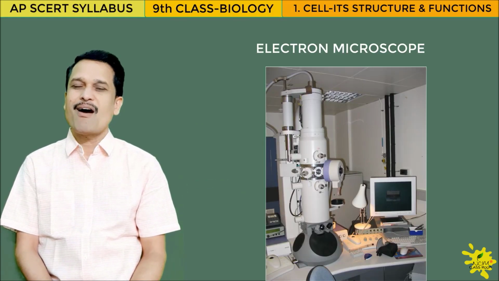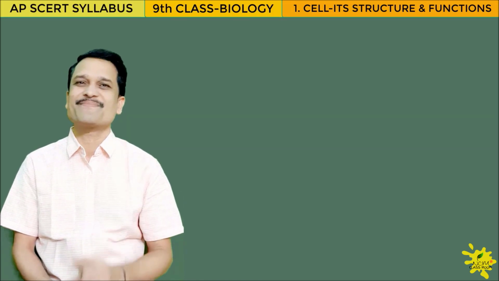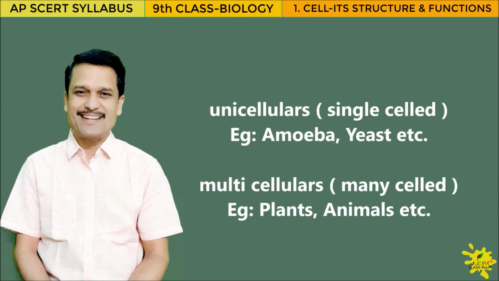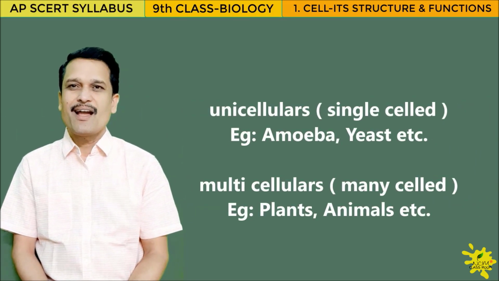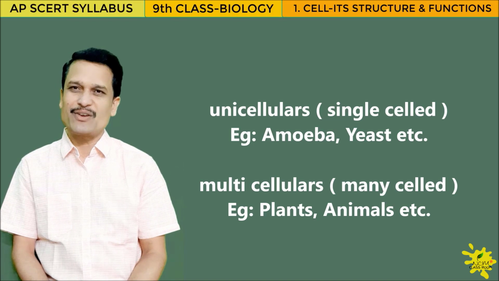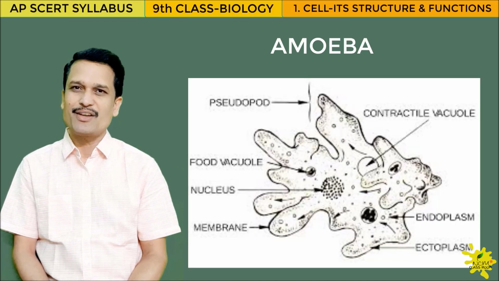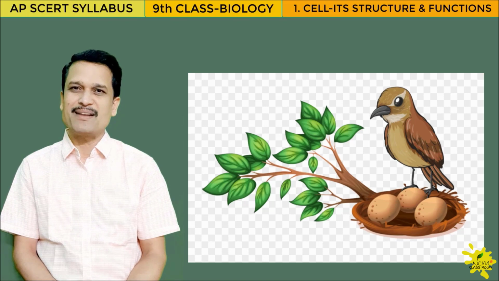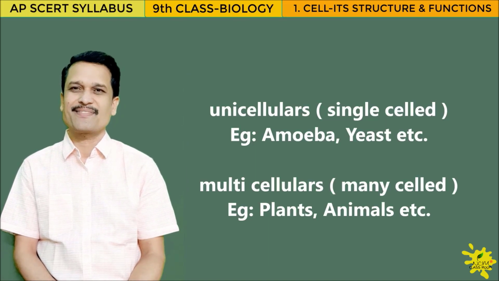You know, organisms are two types. Based on the number of cells in their body, there are unicellulars and multicellulars. Unicellular body is made up of one cell, so they are called single-celled organisms. Example, amoeba, euglena, yeast, etc. But multicellulars are made up of many cells. Example, plants, animals, birds, etc.